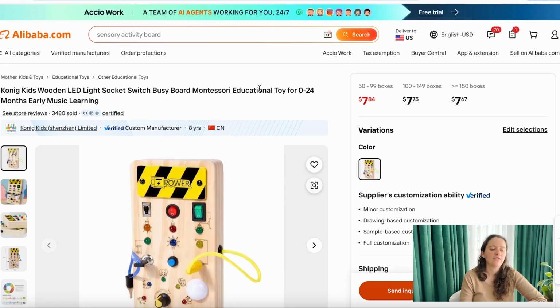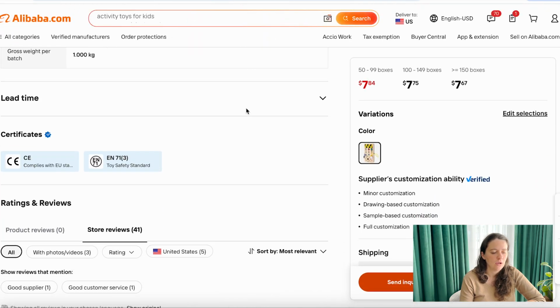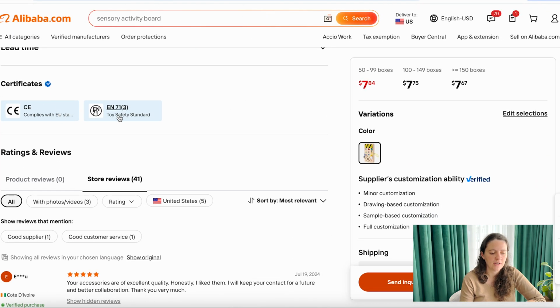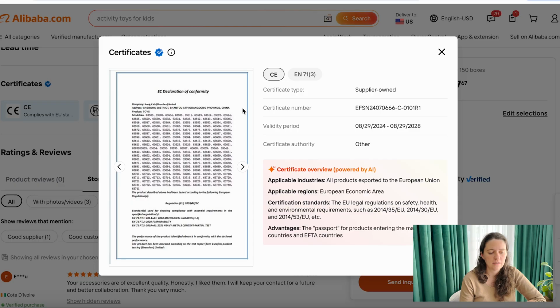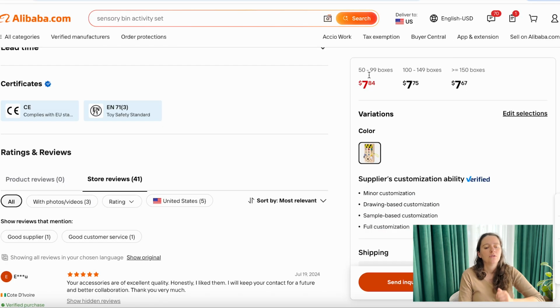So I want to check if they have certification. So for toys, they need the CE certification. Here they write that they have. Let me scroll down. Sometimes they also include the certificates here. So they have CE certificate, EN71 certificate, which is very important if you manufacture toys for children. So they show the certificates here. So you always need to check the relevant certificates that the manufacturer has.